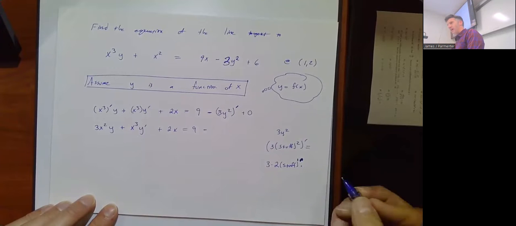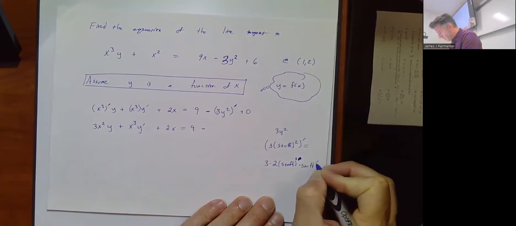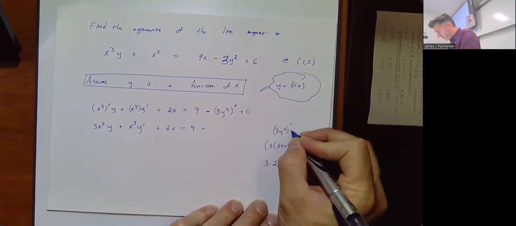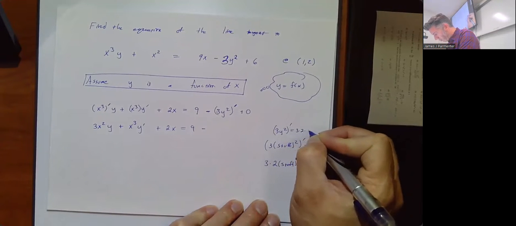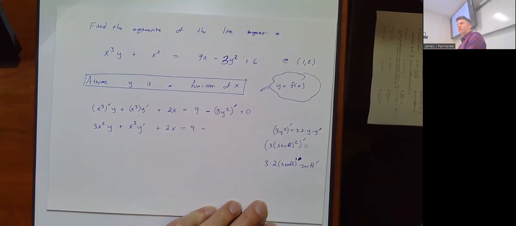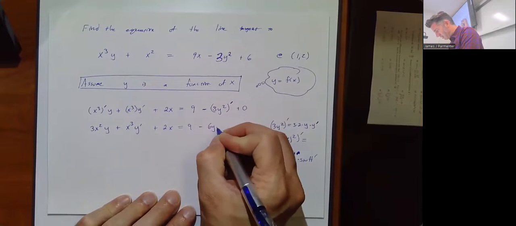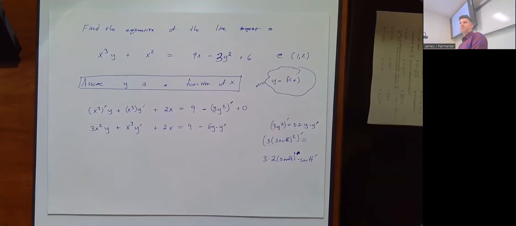And then what do we multiply by when you're using the chain rule? The derivative of the stuff, always. So in this case, the derivative of 3y squared is going to be 3 times 2 times y to the first times the derivative of your stuff, y prime again. So that's going to end up being 6y times y prime. If we're making the implicit assumption that y is a function of x, then whenever you differentiate something with y in it, you're then having to multiply by y prime.